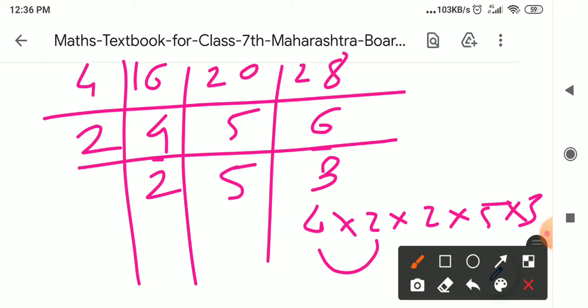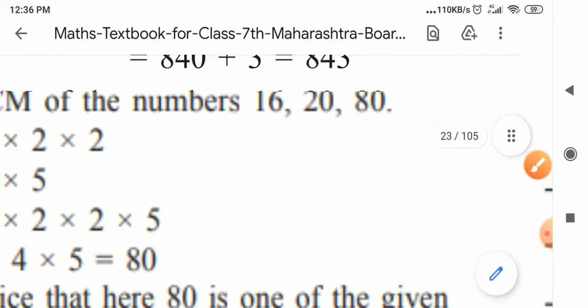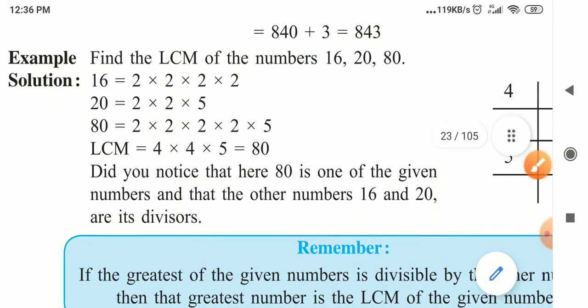4 2s are 8, 8 2s are 16, and 5 3s are 15. 16 into 15, you will get the LCM.